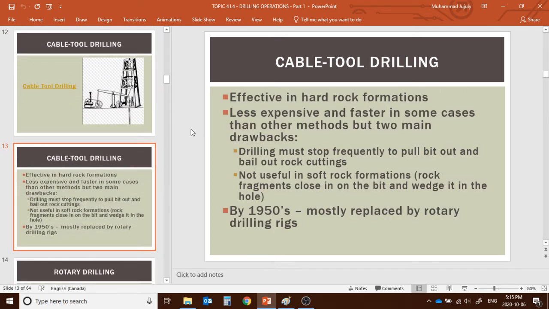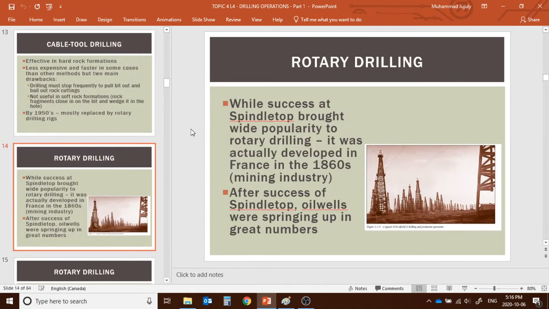Now, the cable tool was good. It was effective on hard rock formations. It was less expensive and faster. It was really fast. But there's a problem: it's really inefficient, number one, and it cannot dig way down. So the cable tool was not appropriate, and it was mostly replaced by rotary drilling rigs, which became way more popular.